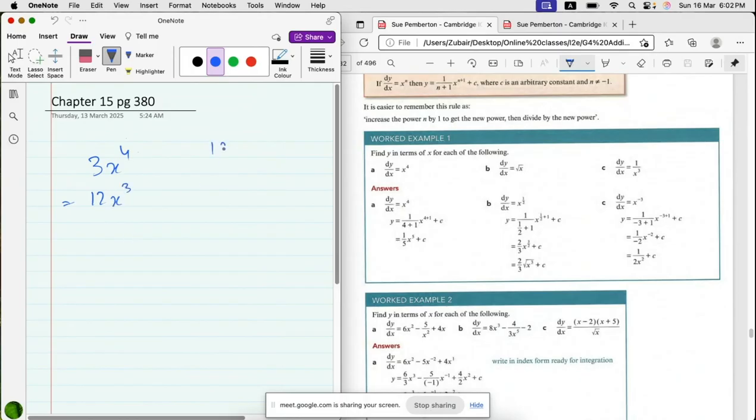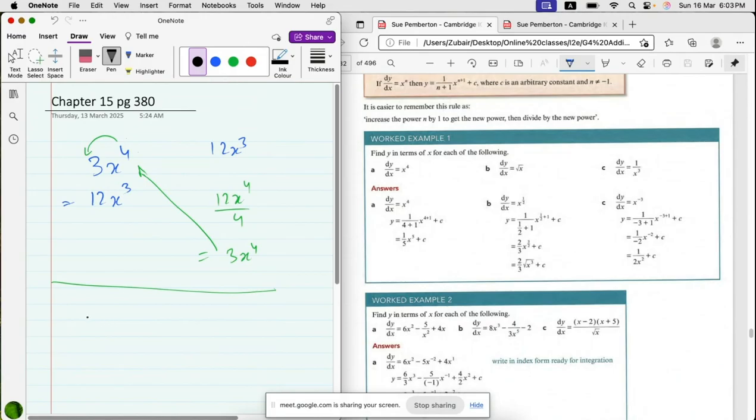And in integration, what do we do? We do the reverse. We add 1 in power and then divide with power. That was multiply with power and subtract 1. This is add 1 and divide with power. So when you simplify it, this becomes 3x4. That was 3x4.